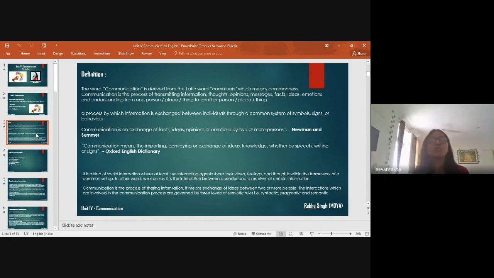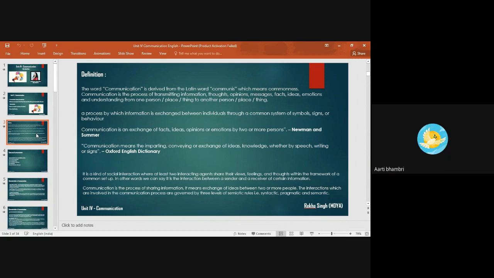Communication is an exchange of facts, ideas, opinions, emotions by two or more persons. Who has written this? Newman and Summer. Communication means the imparting, conveying, or exchange of ideas, knowledge, whether by speech, writing, or sign. Sign, that means what I did before, that is a sign. Sign means some logos like Apple, HP, Samsung, that is also a sign. That is also communication. Suppose you are going somewhere, you have seen a board and the Apple logo is there. What is that?